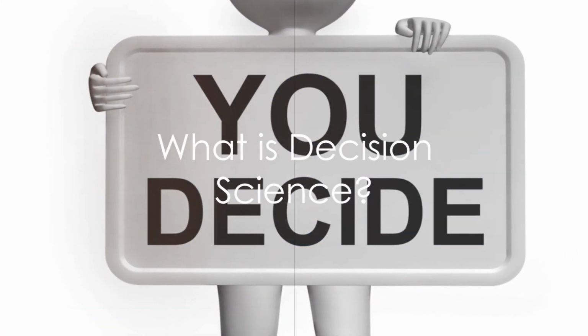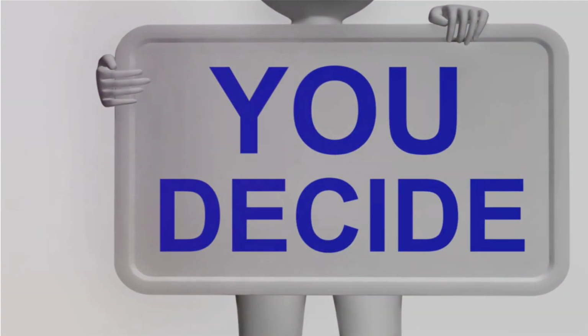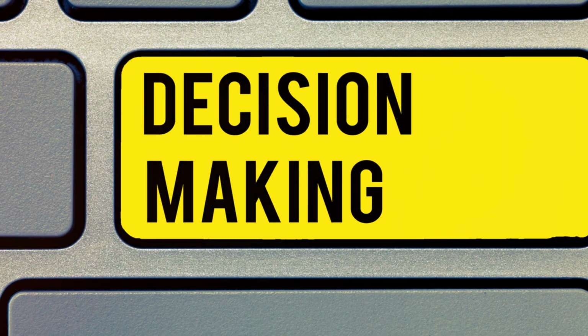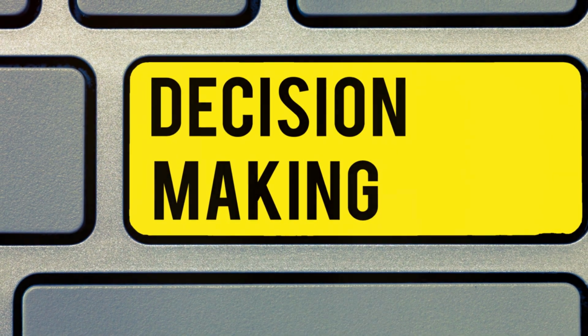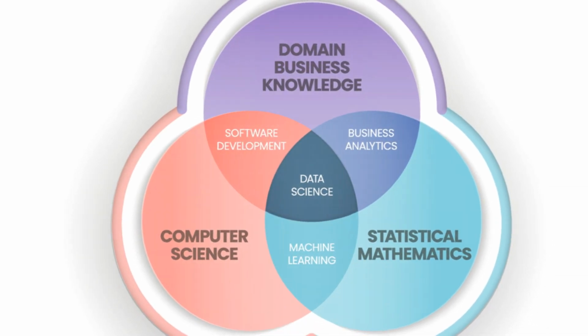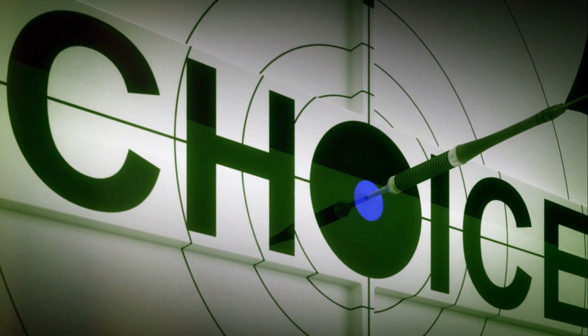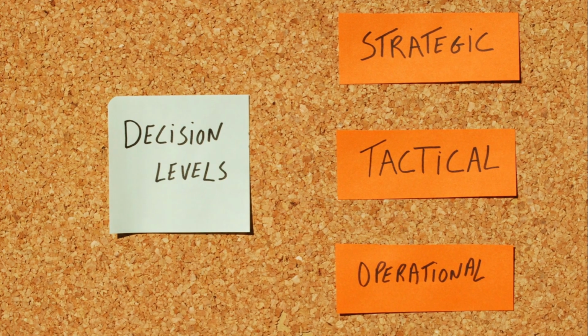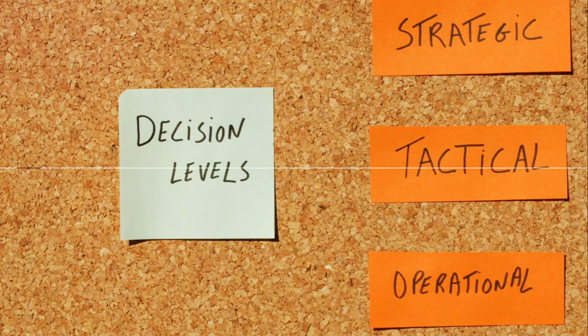Decision science, as the name suggests, is the scientific approach to making decisions. It combines various disciplines, including psychology, economics, and management science, to understand and improve the decision-making process. It's not just about making the right choice, it's about understanding the factors that influence choices, the consequences of those choices, and how to weigh different options against each other.